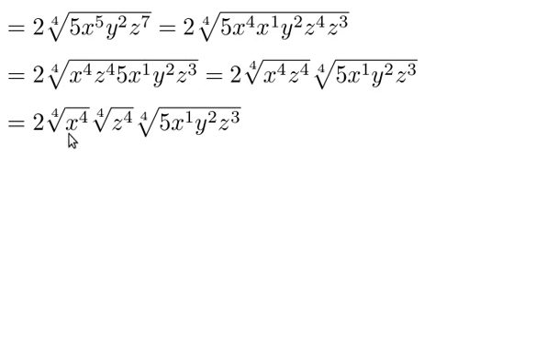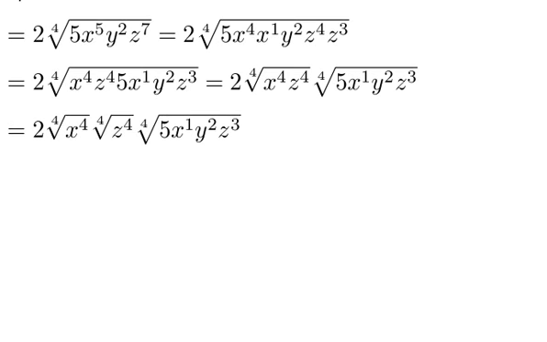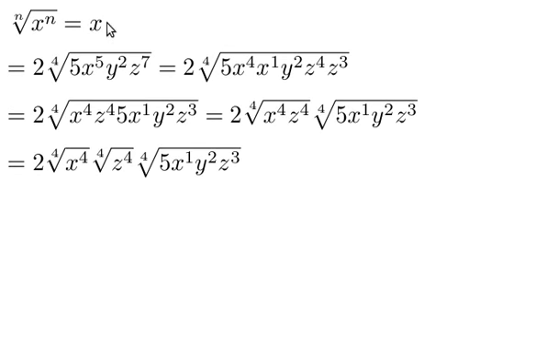Okay, so all I did was I used the product rule again to separate out these two radicals. So what's the 4th root of x to the 4th? Well, let's go up a little bit so you can see, remember this rule? So this is just x, and this is just z. So that means that this whole thing is equal to 2xz times the 4th root of 5x to the 1st times y squared times z cubed.